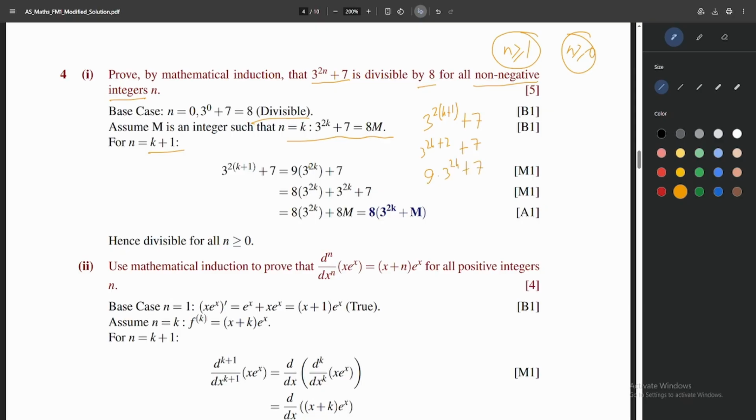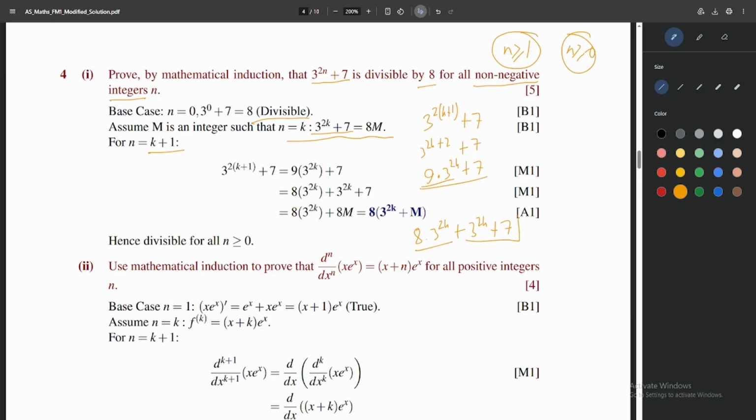It's approaching the result we already know. We already know this 3 to the power 2k plus 7. So we're not quite exactly there. What we can do is separate this out. So we can turn this into 8 times 3 to the power 2k, plus 3 to the power 2k plus 7. So I just broke this term into these two terms. And then we know, of course, this is divisible by 8, right? Because it has an 8 as a factor.